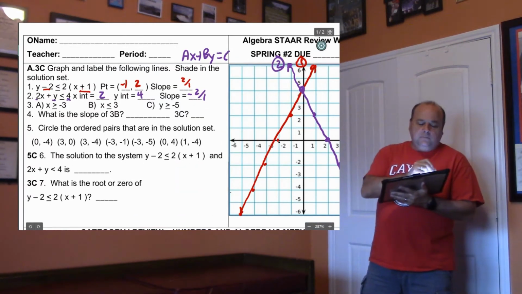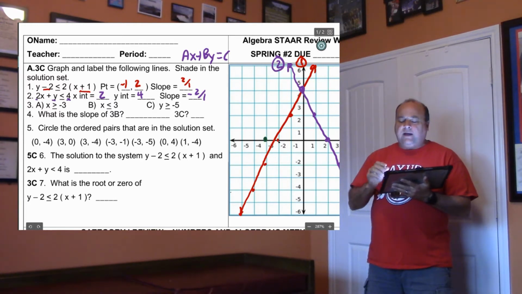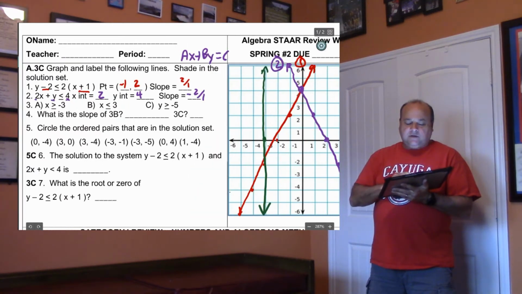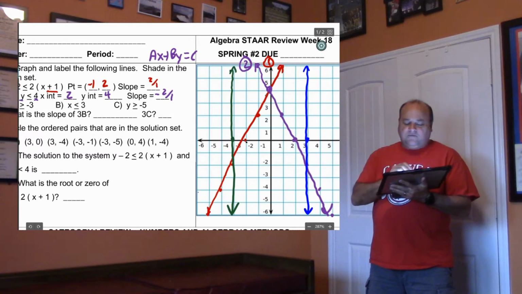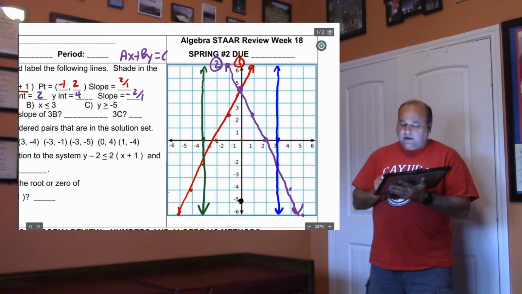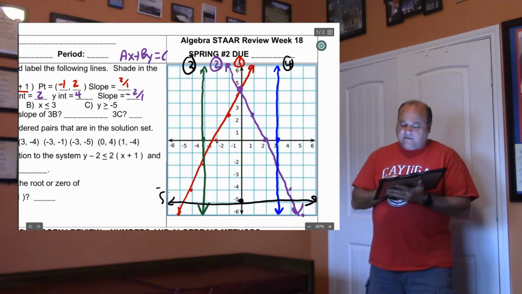Okay, let's go to number 3. Let me do number 3 in green. X greater than or equal to negative 3. It only goes to the x, and it goes to the x at negative 3. So this line is going to go straight up and down, just like this. That's number 3. Number 4 is going to be x less than or equal to 3. So it's going to go through the 3 right here, straight up and down. And then number 5, y is greater than negative 5. So y equals negative 5 is right here, and it's going to do this. So this is line 3, this is line 4, and this is line 5.